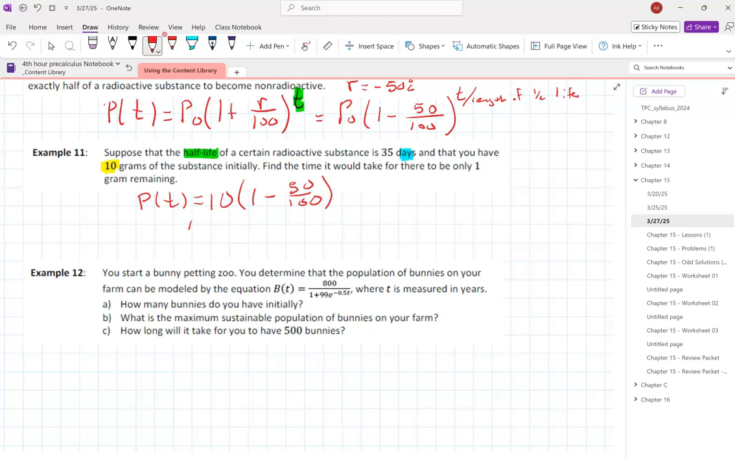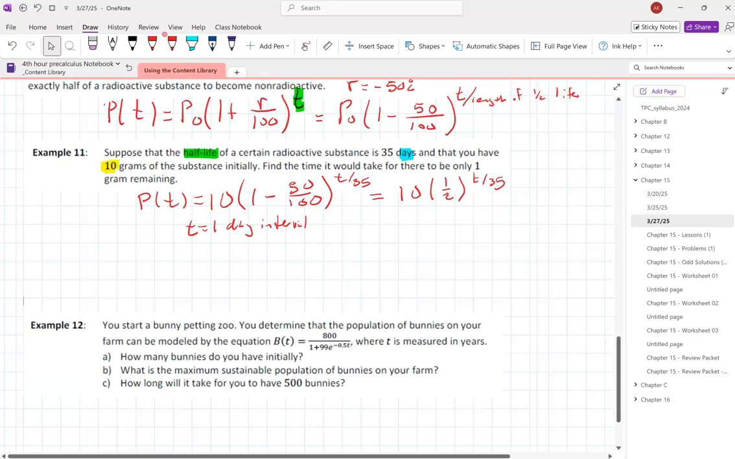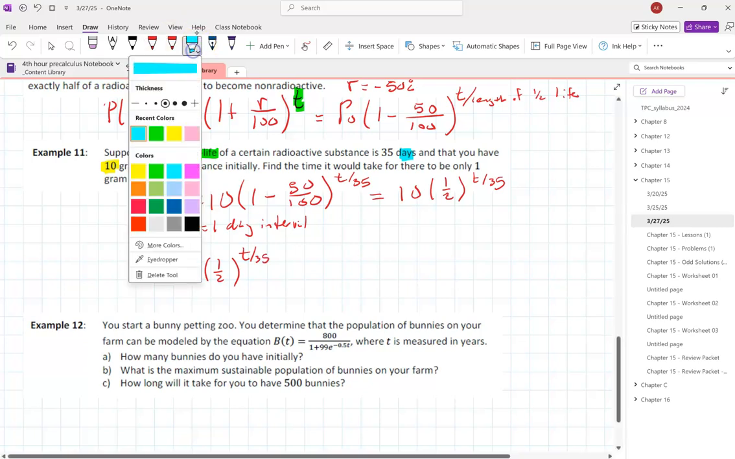So I know that 1 day is 1/35 of our half-life. So T should be T over 35. Everybody okay with the setup there? And that's step 1. So step 2 then is just solve that equation equal to 1.